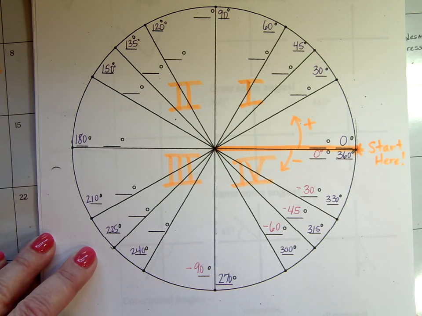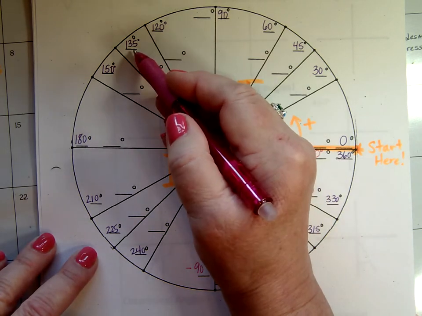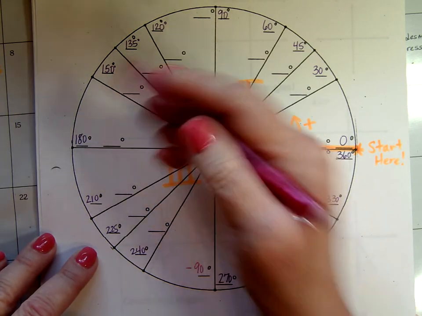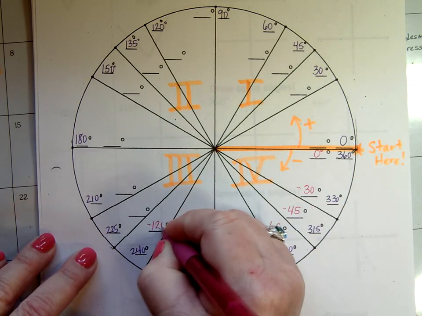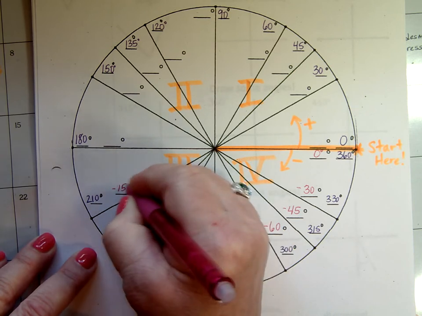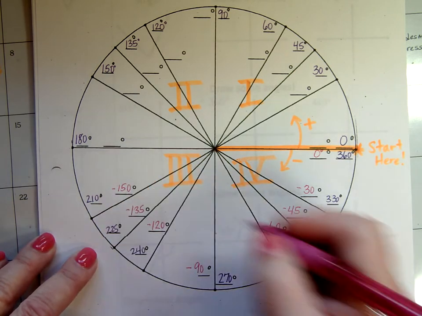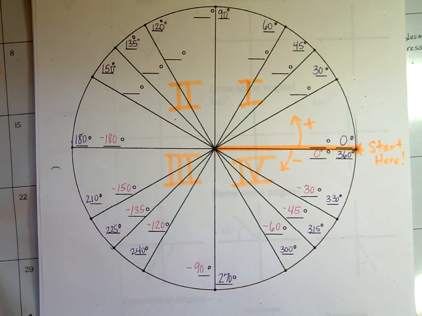And so I can keep going around my circle, right? The next one I come to is 120, then 135, 150, and then 180. But these guys would be in a negative direction. So this would be negative 120, negative 135, negative 150. And guess what? 180 has a negative 180 as well. It's the same exact place, whether you go positive or negative to get there.